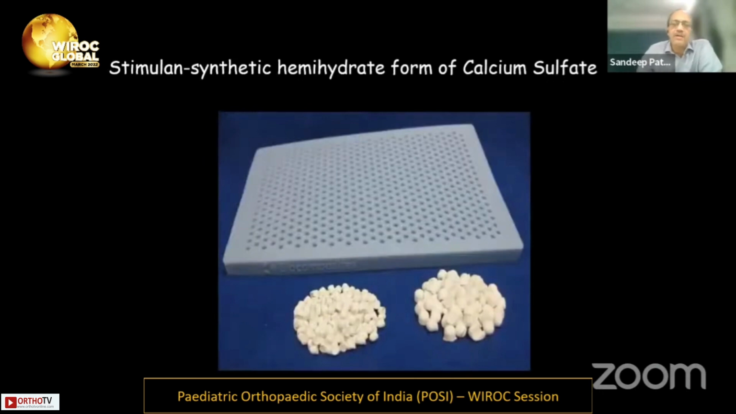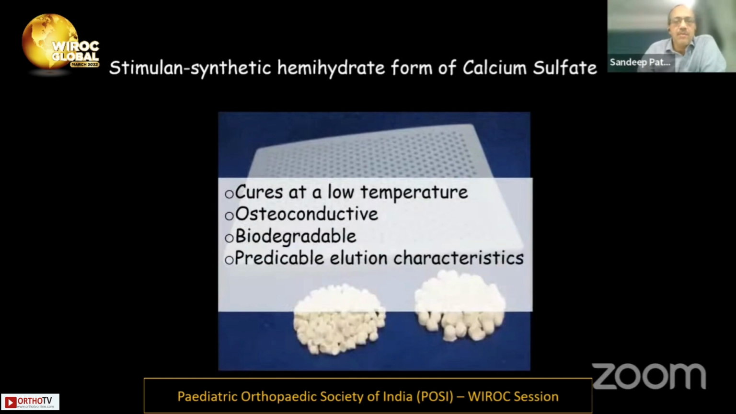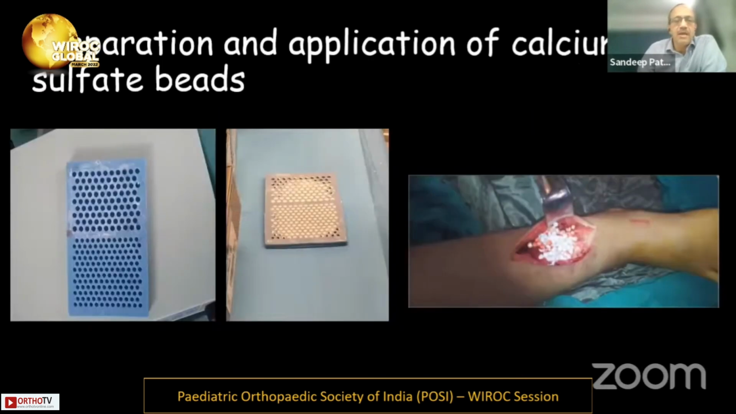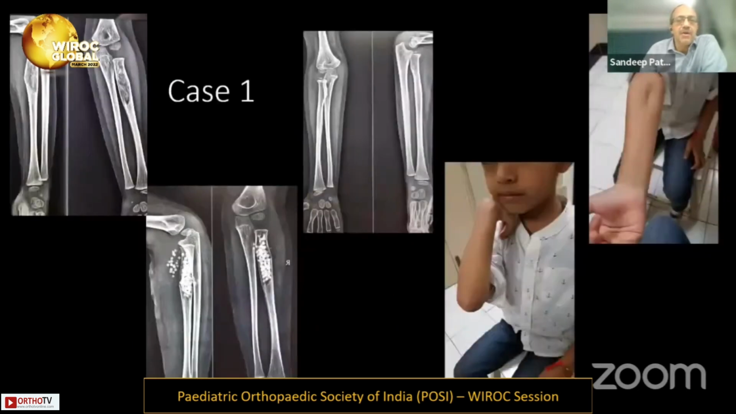So the current state of the art treatment for these defects is the use of Stimulan, or semi-synthetic hemihydrate of calcium sulfate, which has to be freshly prepared on the table. These cure at low temperature. They are also conductive and biodegradable, and you can mix a variety of antibiotics into these, including gram-positive and gram-negative cover. That is how the preparation is made. There is a sieve mesh, a rubber mesh, on which you mix the powder and the diluent and the antibiotic of your choice. And then you create pellets of varying sizes depending on the size of your gap.